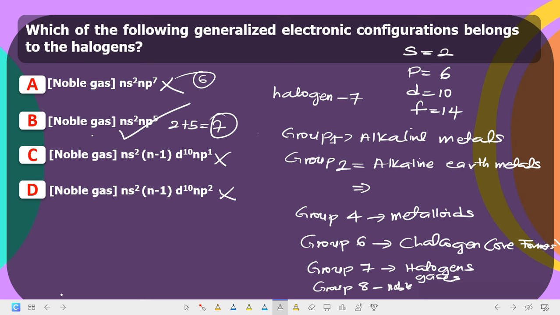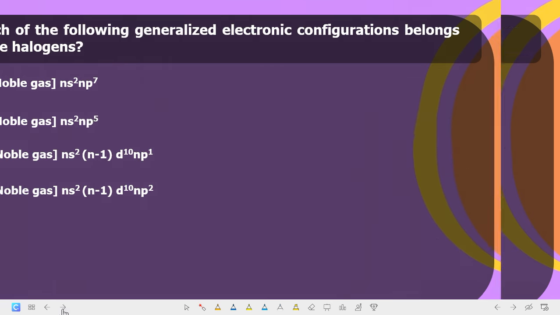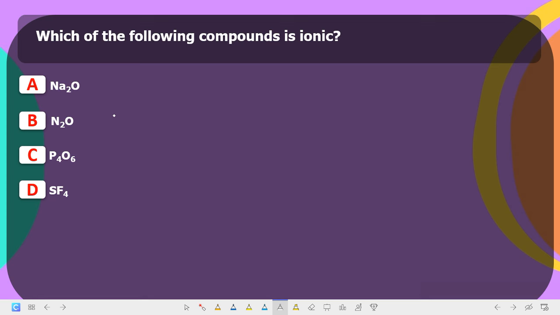Now let's look at the next question. It says, which of the following compounds is ionic? Now, what are ionic compounds? Ionic compounds are compounds that have atoms with a large electronegativity difference.